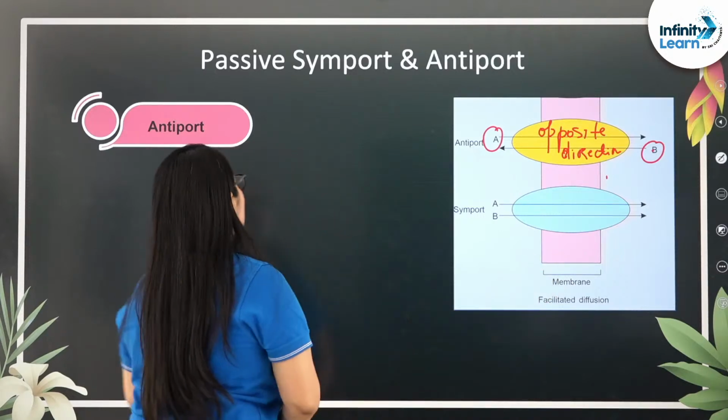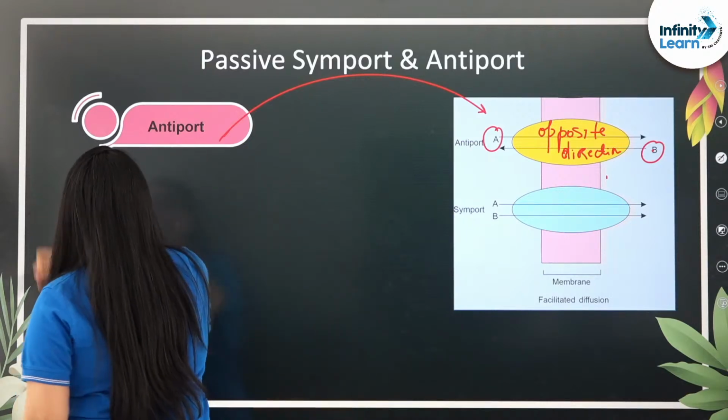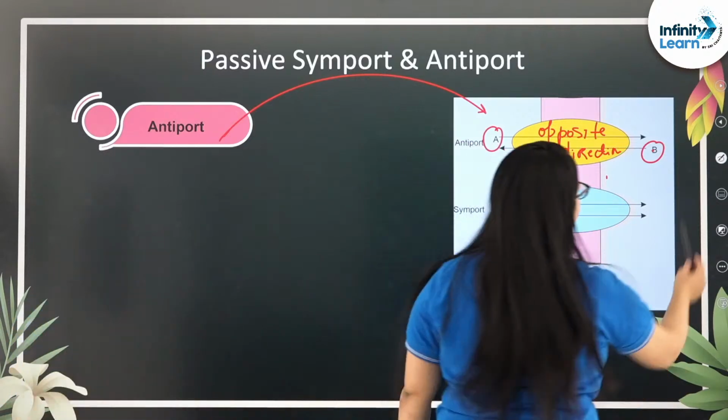And this is an example of what, my kids? This is an example of antiport, right? So this is an example of antiport.